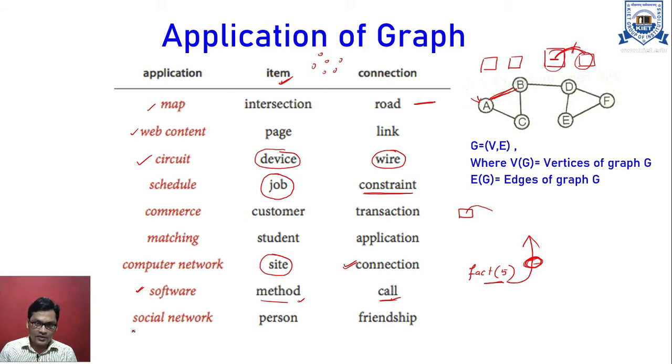Okay. In social networking, very interesting. Graph is an example of social networking sites also. A person is considered as a node, and friendship is considered as an edge, like in social networking sites. Some examples are Facebook, and Twitter, right, and Instagram.